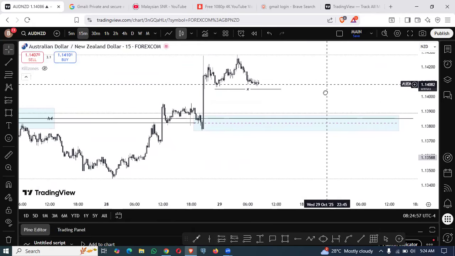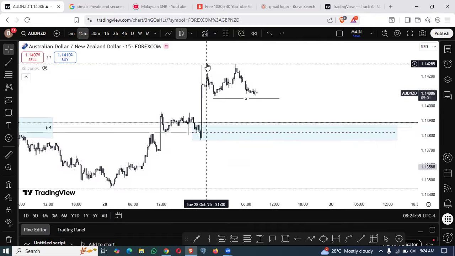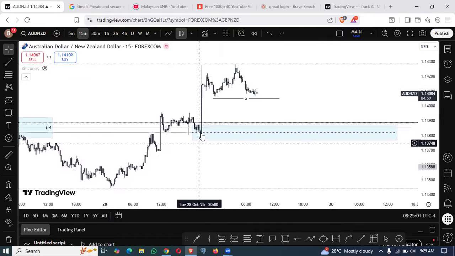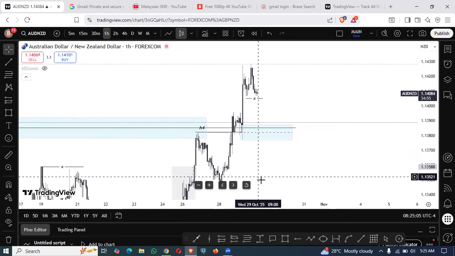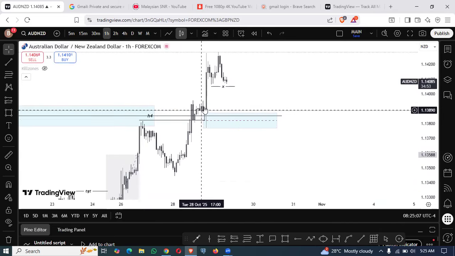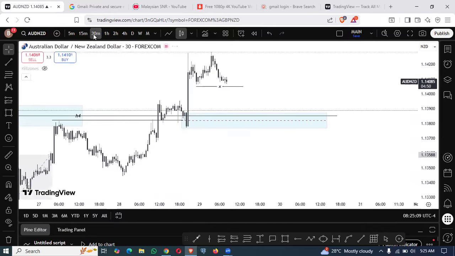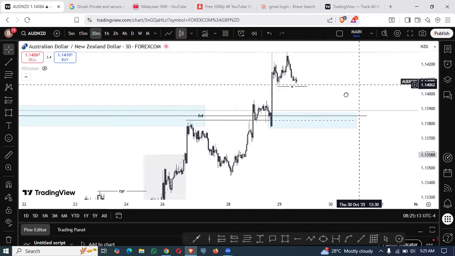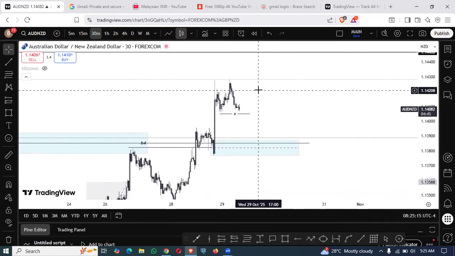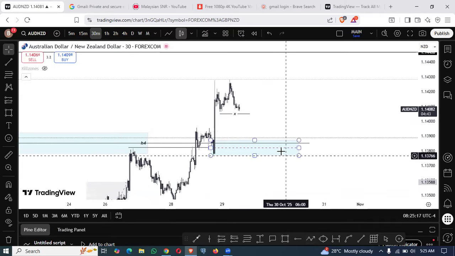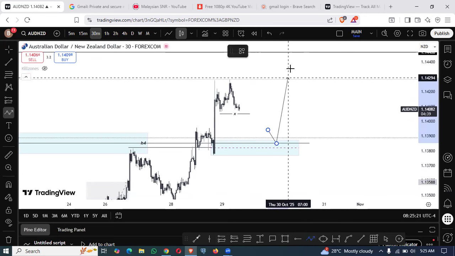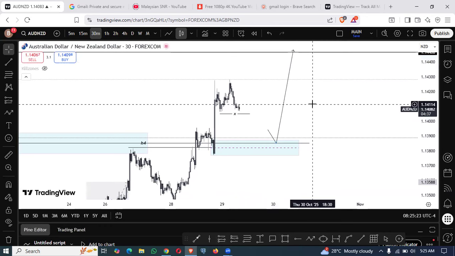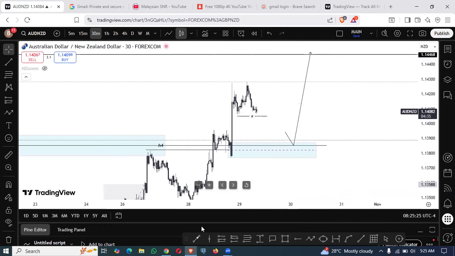Now I'm waiting for this setup. What have I seen here? Impulsive push, correction, impulse. I have an engulfing candle here on the H1 time frame. Sorry, I have a hammer candle there on the H1 time frame. Then an engulfing candle on the 30 minutes. I'm still waiting for this one now, for the market to come back here, for the market to tap. So that's it.